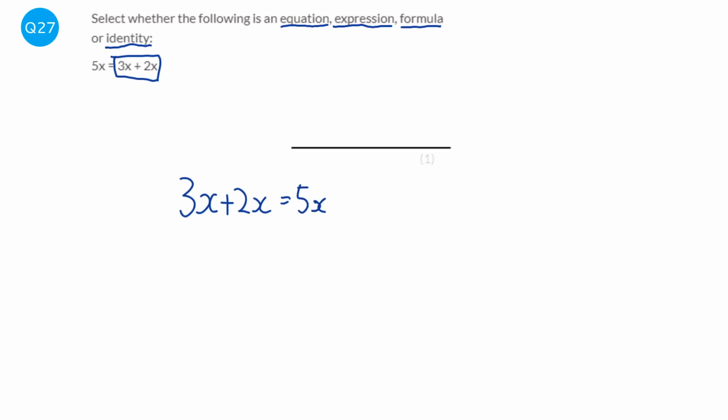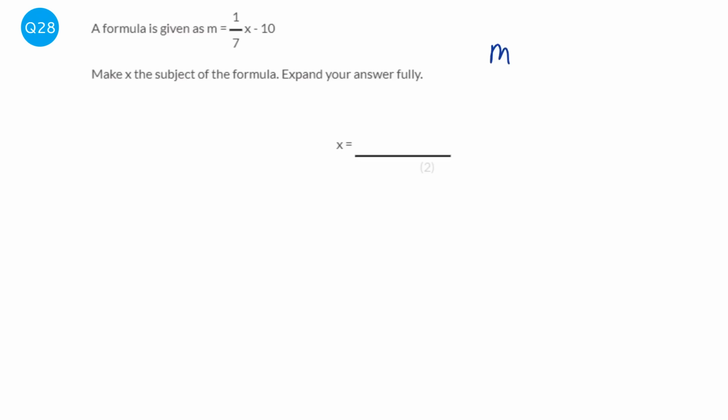Now normally with an identity, it's shown with 3 lines. Now, in the exam, this type of question won't be shown with 3 lines because that kind of gives it away that it's an identity. But this question is definitely an identity. And you can't solve it because it's true for all values of x. So yes, x could be 10, x could be 1,000,000, x could be 1/3, x could be anything. So I'm going to start just by writing out the equation, and I can put my lines in.